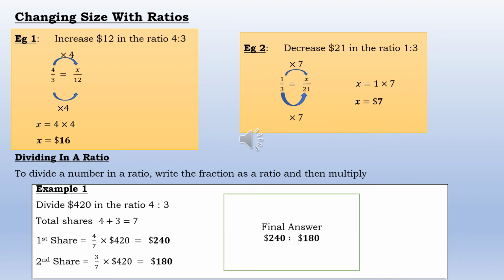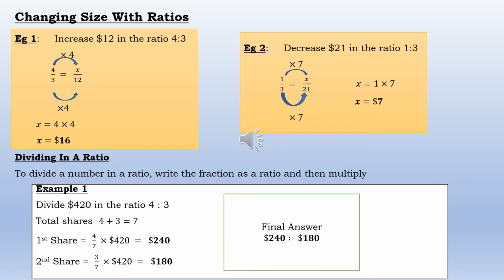Now $12 will be increased. That means the answer that we will get, let's say x. The x value will correspond to 4, and the $12 will correspond to 3. Because looking at the ratio 4:3, the bigger number here is 4. So the bigger value will correspond to 4, and the smaller value, which is 12, will correspond to the smaller number in the ratio, that is 3.